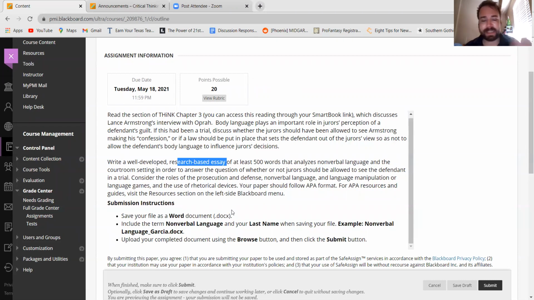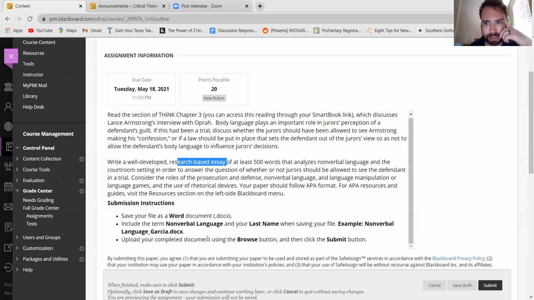What that means is get yourself out of it. Get rid of first person point of view, no I, me, my language. This is an academic essay, so write it using research to support your ideas and write it in third person point of view.